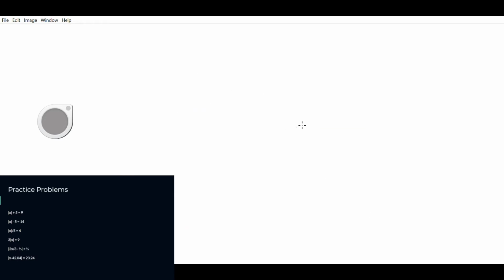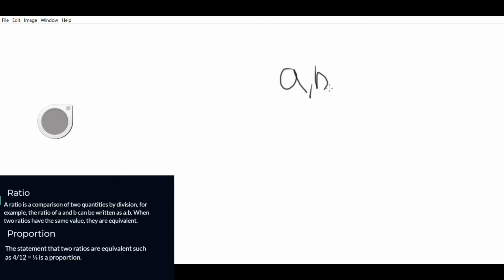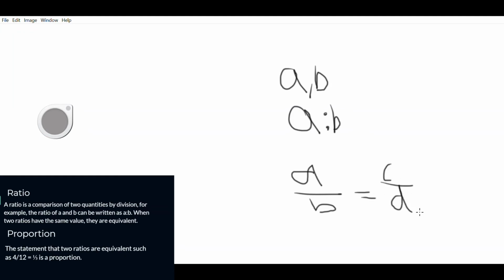So a ratio is a comparison of two quantities by division. For example, you can write the ratio of A to B as A colon B. And a proportion is basically when you write two ratios which are equivalent in fractional form. So suppose you have A by B and it is equivalent to C by D, then this is the proportion which would state that it's true.